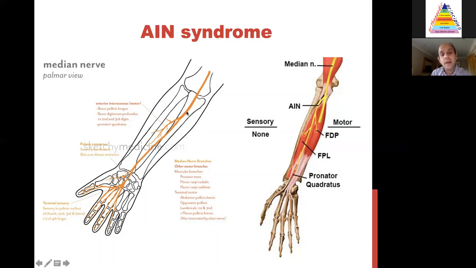So a patient can have a pronator syndrome, an AIN syndrome, and for the median nerve in the carpal tunnel, a carpal tunnel syndrome. So 3 syndromes you need to know. And this is another picture which is just reiterating the same point. AIN, motor supply to FDP, to flexor pollicis longus, to pronator quadratus.